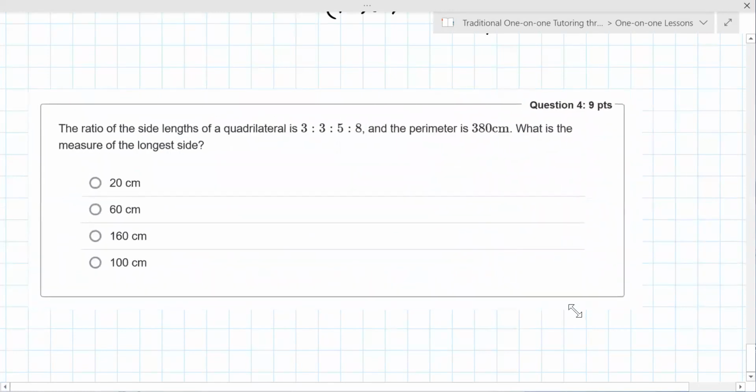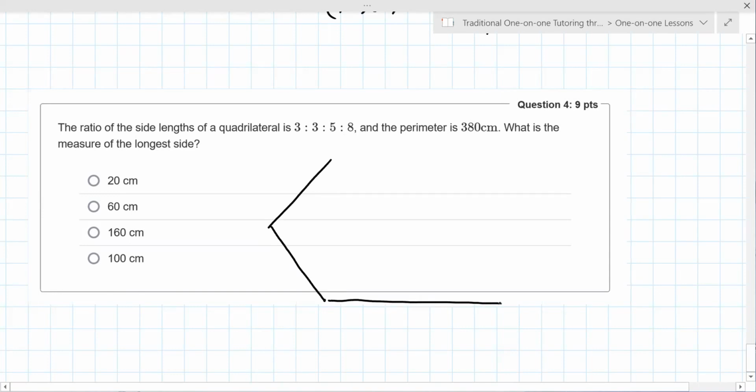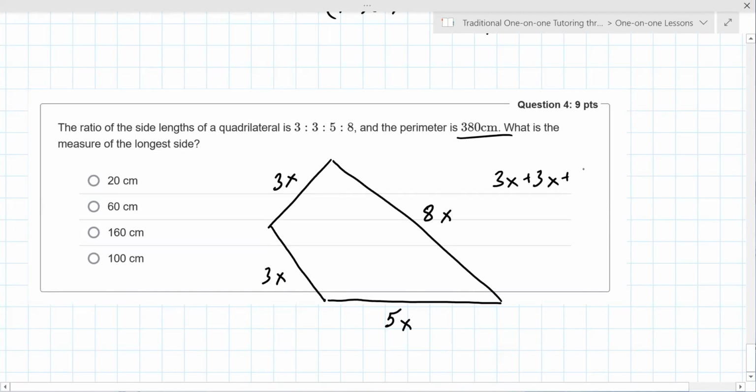Okay, so let's take a look at this. All right, the ratio of the side lengths of a quadrilateral is 3, 3, 5, and 8. So I can draw something like that. 3, 3, 5, and 8. So that's like 3x, 3x, 5x, and 8x. And what do these have to all add up to? 380. So 3x plus 3x plus 5x plus 8x equals 380. So I'd like you to solve for the x value, okay? But then they want to know the longest side. So we're going to put it back into this one.